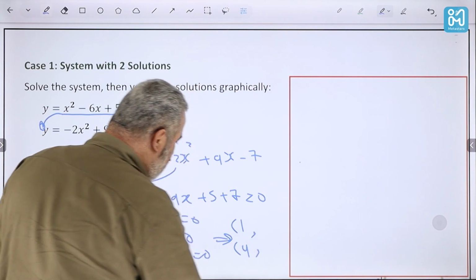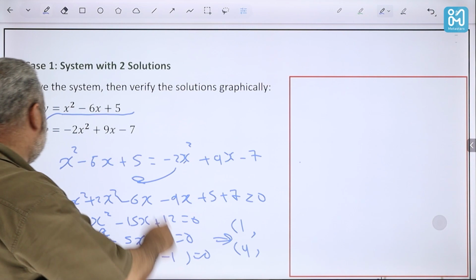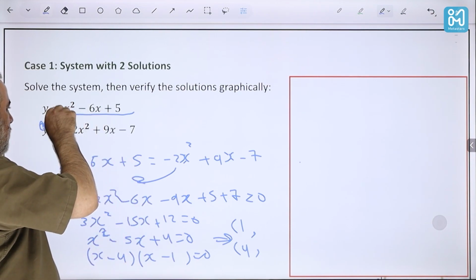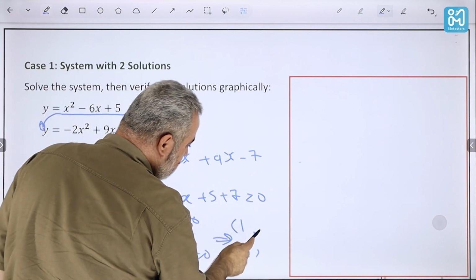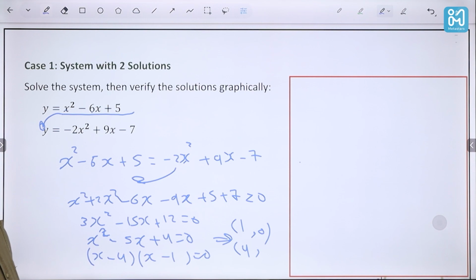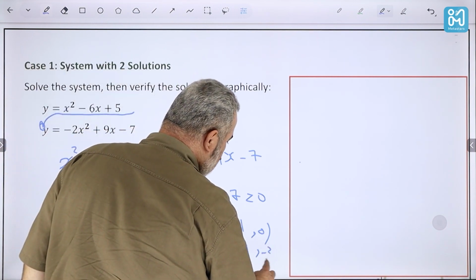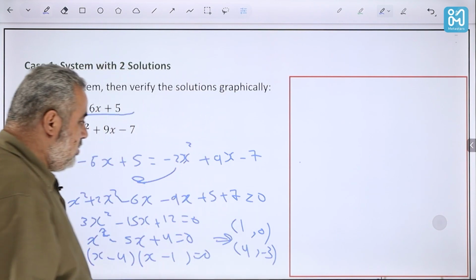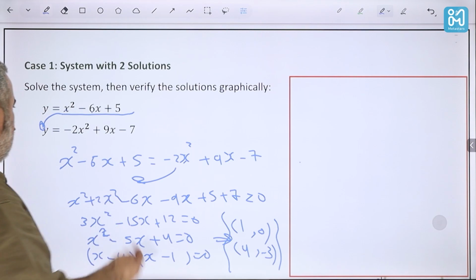And by the way, it's not enough. We have to find the y value because it's an ordered pair. So we substitute 1 in any one of them. 1 minus 6 plus 5 is 0. Then for 4, 16 minus 24 is negative 8, plus 5 it's negative 3. So this is the solution of this system of two quadratic equations.